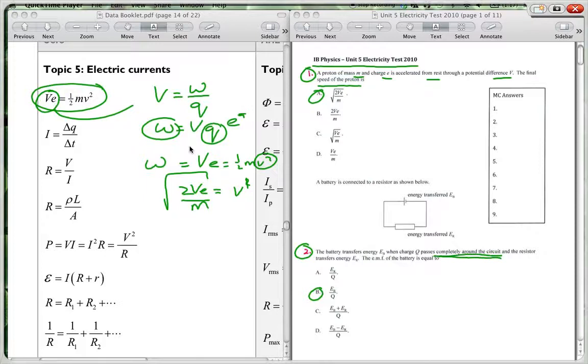So what's happening here, as it's going around, as it goes through the resistor here, there's going to be energy used, and as it comes through the cell, because there can be internal resistance, there can also be energy lost here. So these will be the two places where energy will be transferred.